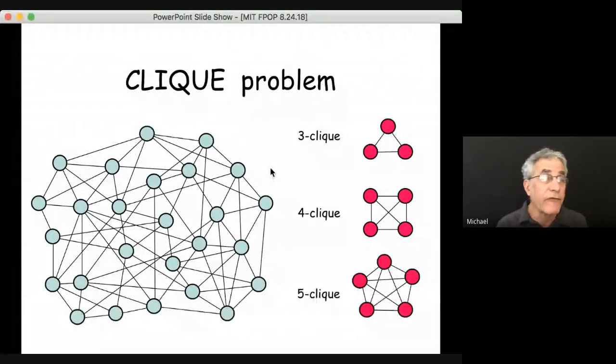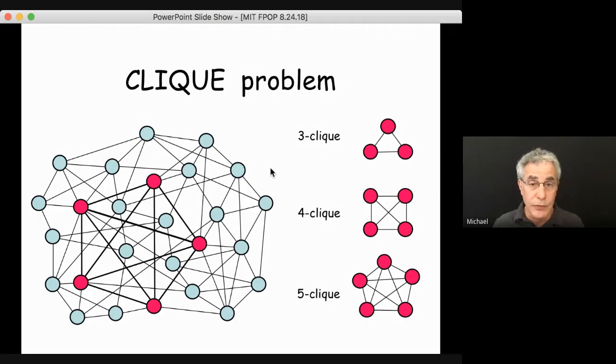The question is, is there a 5-clique in there? Well, it's not so obvious right away, but if I highlight it, these 5 nodes actually form a 5-clique. Here, I'll darken the edges just to help you see it more clearly. Now, in general, if I give you one of these networks, so here's a slightly larger one.